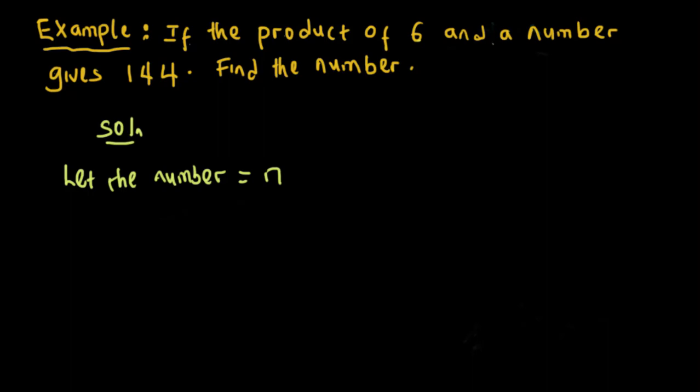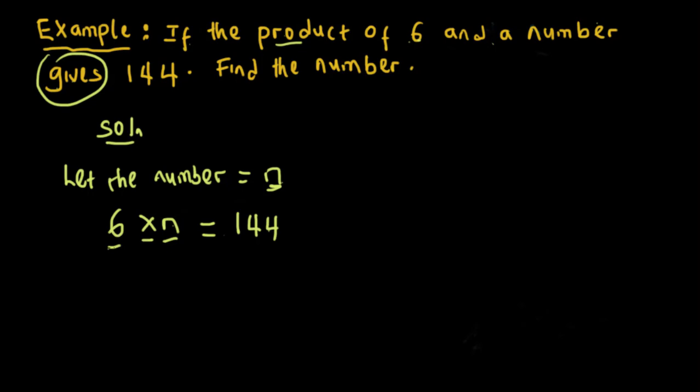So we have, if the product of 6, product means times, and a number, now the number here we represented as n, gives equals to, does this make sense? Now gives means it's equals to 144. Now we are told to find the number, which is n. Do you understand? So word problem is just trying to read through the words and interpret it in a mathematical equation. Does that make sense? So if the product, you know product is times, of 6 and a number, we say let the number be n. So 6 times n gives equals to 144. So we are expected to find n.